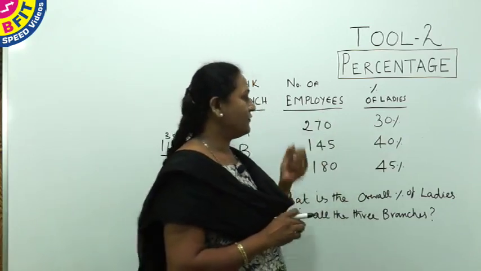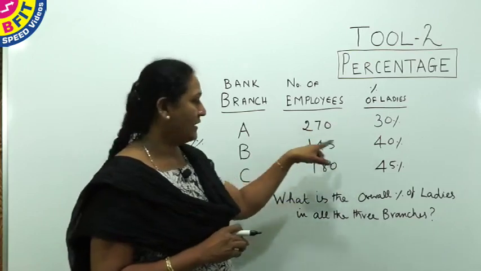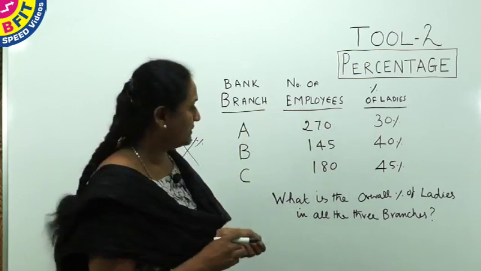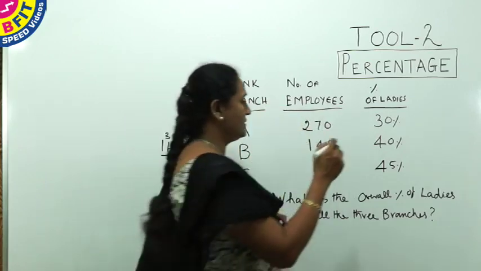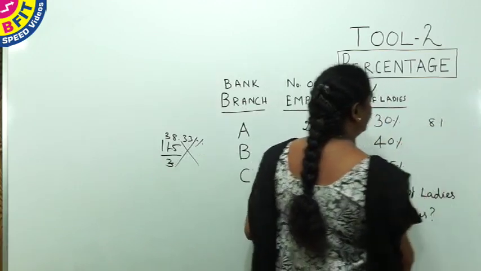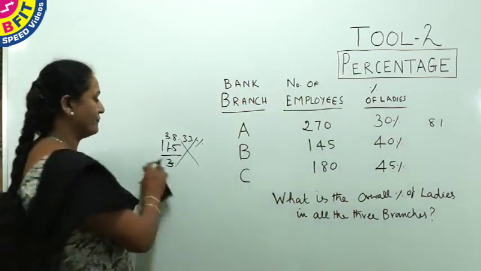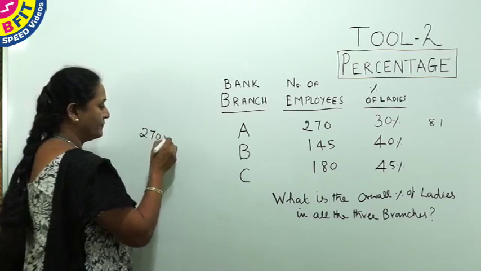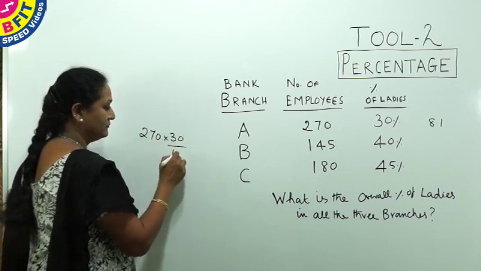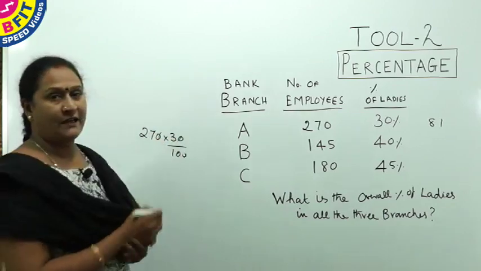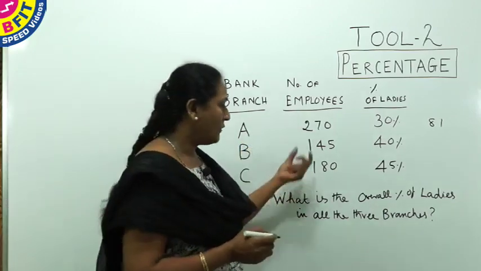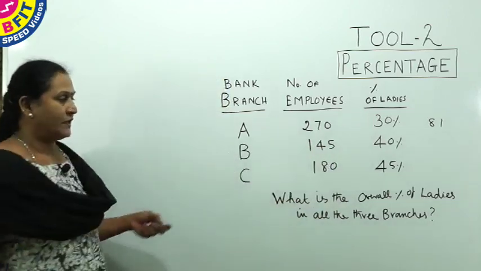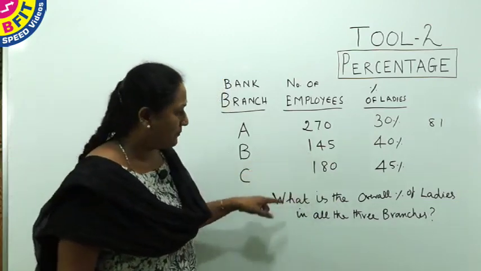What is 30% of 270? Finding 10%, it is 27, then 20% is 54, and then 30% is 81. So 81 ladies, 30% of 270. And what will be the value of 40% of 145? So 10% will be 14.5.